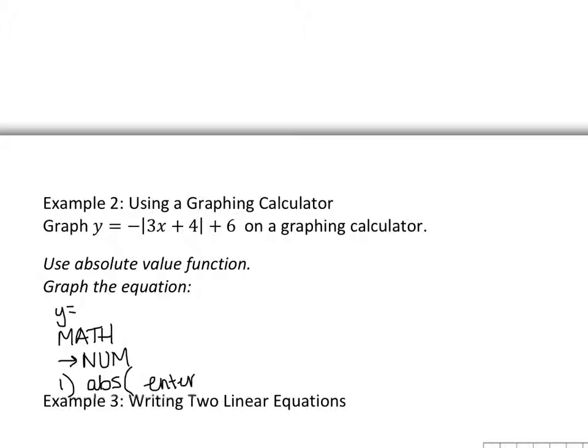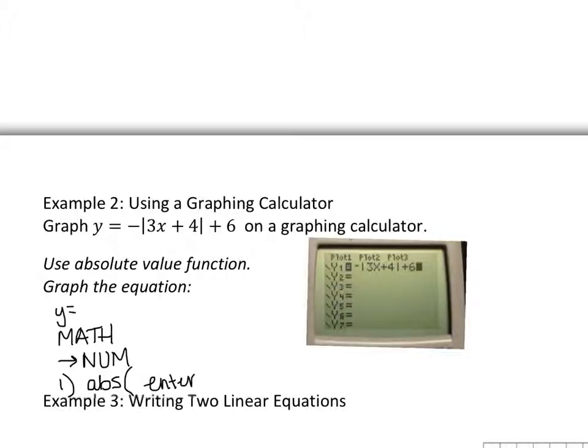If you're using one of the black calculators or something, it may not put the bars in there. It may just say abs with parentheses. That's fine. So put 3x plus 4 inside the bars or inside the parentheses, and then arrow over to the right so you can get out of the bars and put plus 6. So your y equals screen should look like this. Handy dandy iPad, right? And then when you graph it, it should look like this.